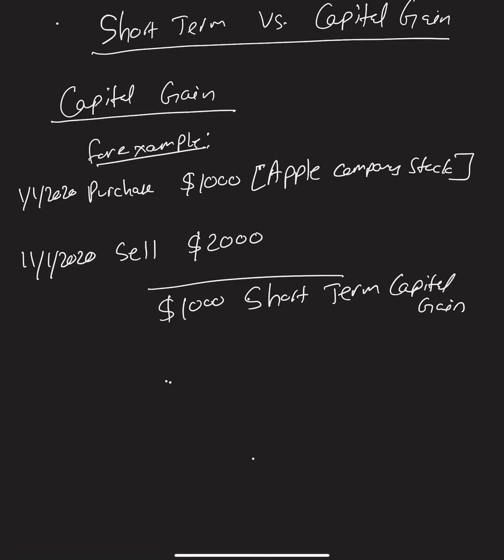Now, short term capital gain in general is whenever you sell something within 365 days.